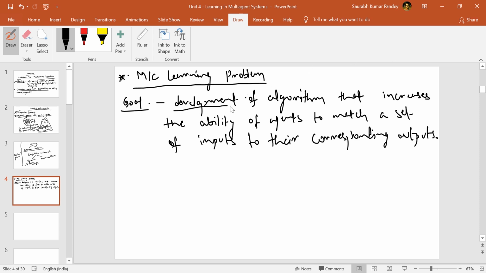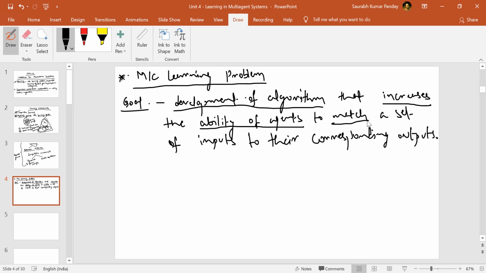Definitely the first one is the development of algorithms. This must be underlined. In machine learning as a whole, as a field, what you do is develop some algorithms. Second, you are trying to increase the ability of an agent. And why do you want that agent to increase its ability? To match different sets of inputs with their corresponding outputs. Okay, same thing I told you earlier.